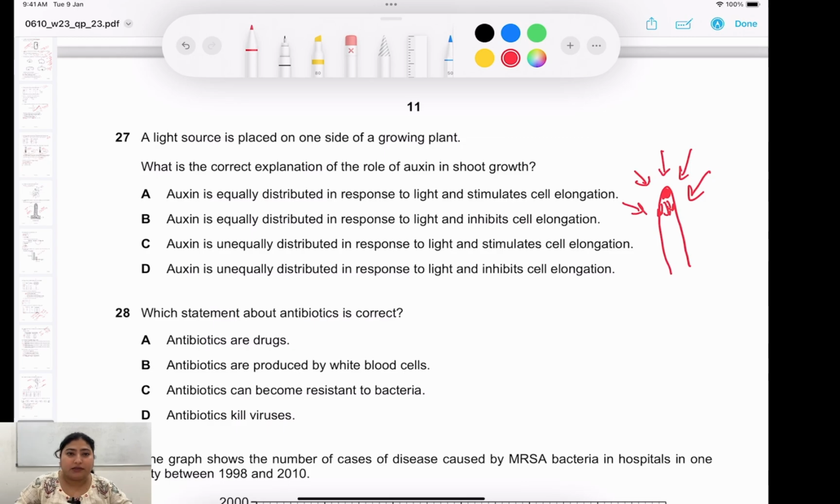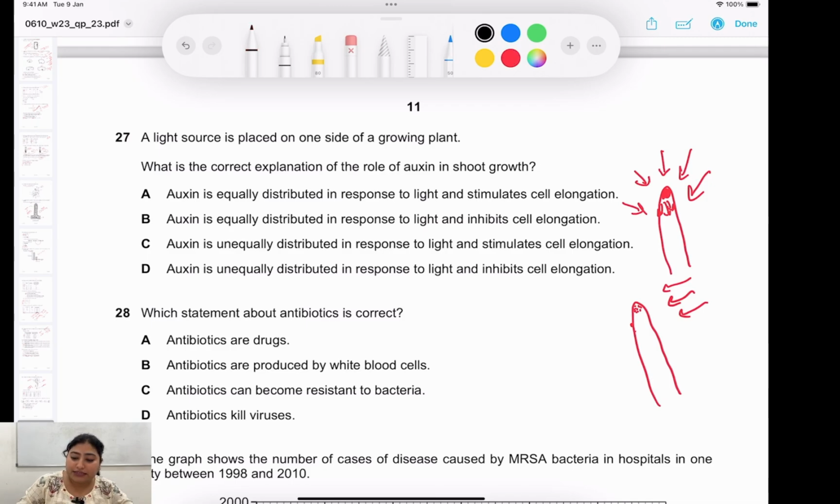But let's say this shoot tip is placed in an area where it is receiving light only from one direction. So if you place this shoot tip in an area where it is receiving light only from one direction, in this case oxygen also will be produced in the tip region only.